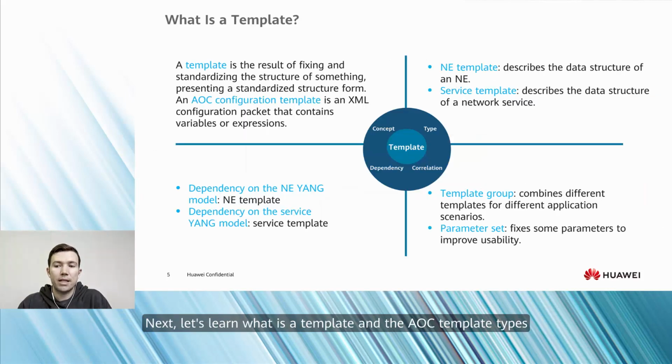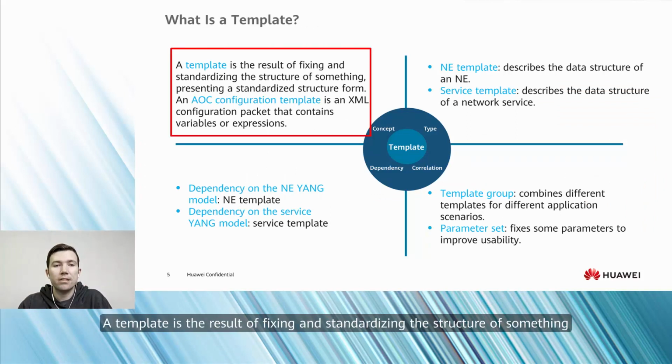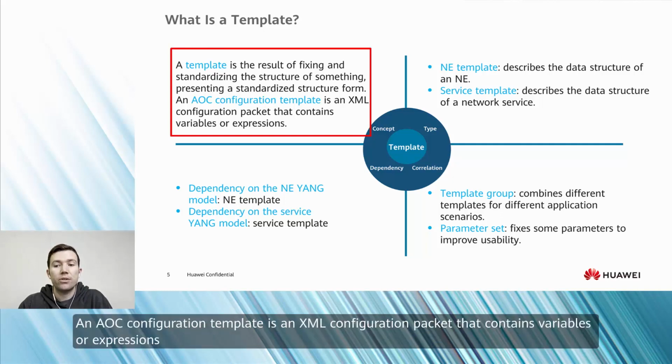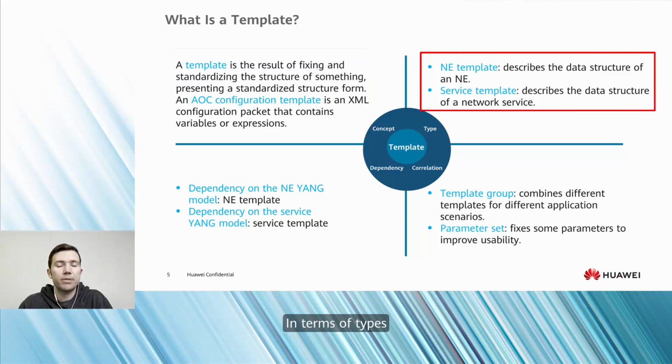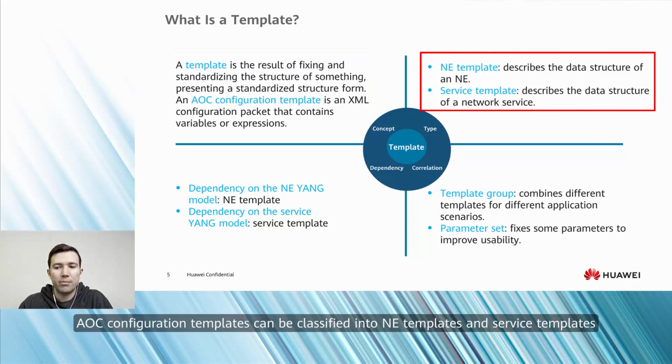Next, let's learn what a template is and the AOC template types. A template is the result of fixing and standardizing the structure of something, presenting a standardized structure form. An AOC configuration template is an XML configuration packet that contains variables or expressions. In terms of types, AOC configuration templates can be classified into NE templates and service templates.